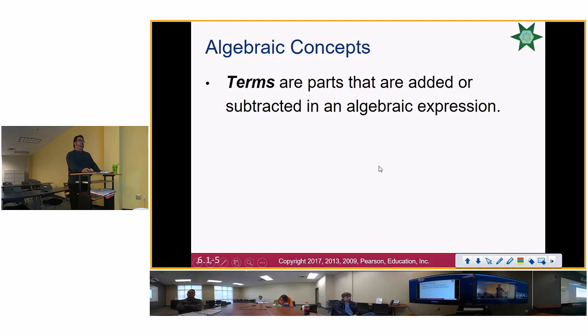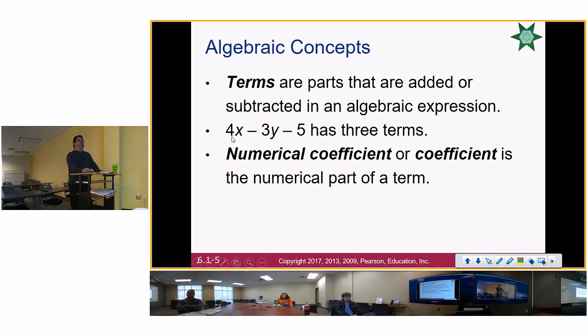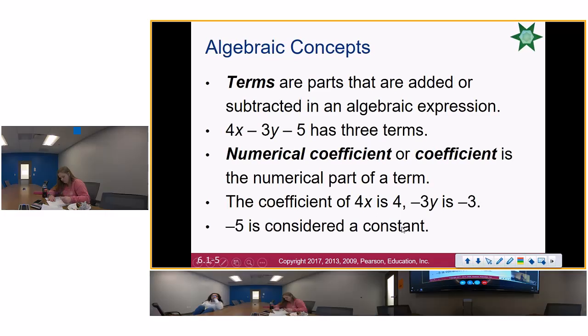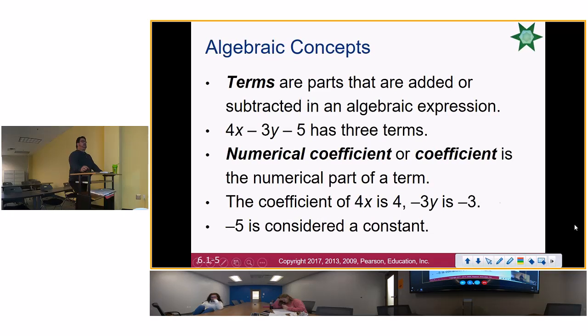Terms are each part of those things. That's a term. 4x is a term. 3y is a term. And 5 is a term. The coefficient is 4, so you might want to highlight that 4. It's called a coefficient. Some of you may remember this from pre-algebra or algebra 1.